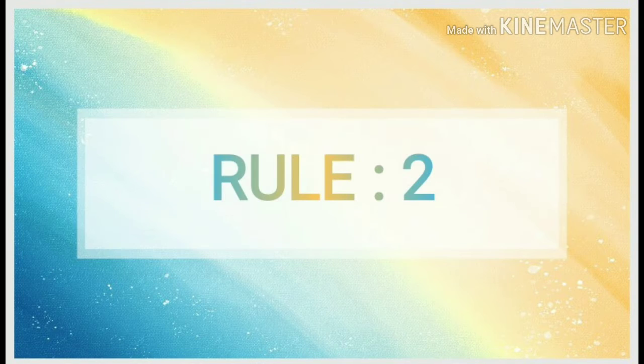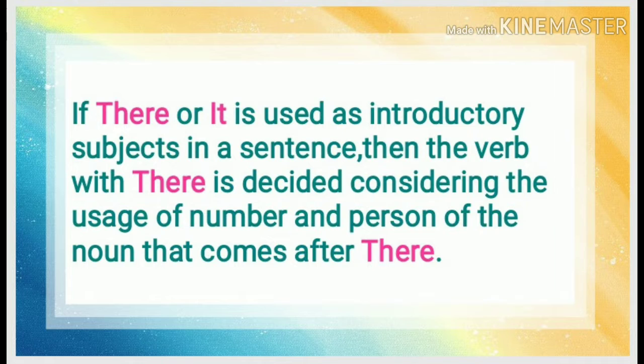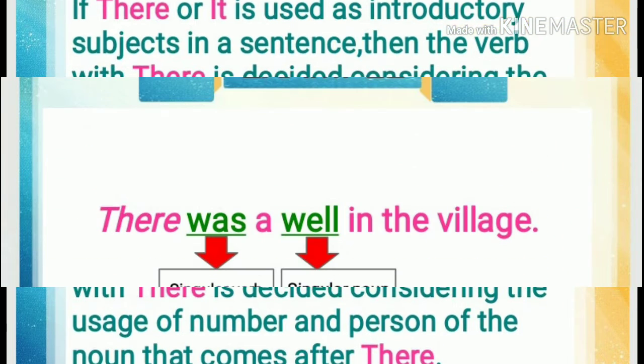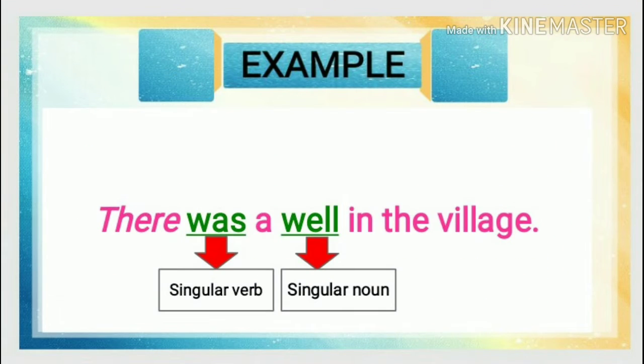The second rule is: if there or it is used as introductory subjects in a sentence, then the verb with there is decided considering the number and person of the noun that comes after there. Now I will make it clear with the following example. There was a well in the village. Here there is used as an introductory subject, so the verb was with there is decided considering the number and person of the noun well.